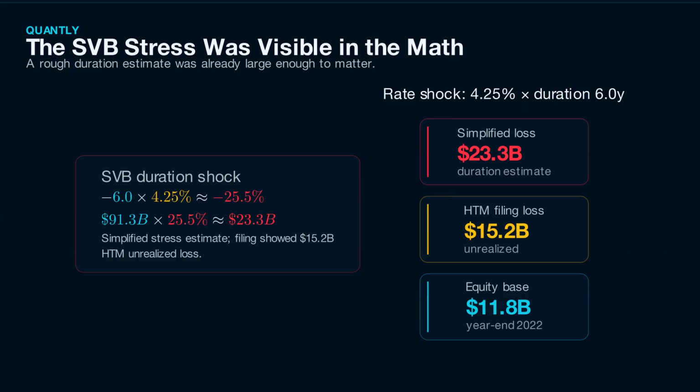SVB's own filing showed $15.2 billion in held-to-maturity unrealized losses. Whether you use the simplified formula or the actual filing, the number dwarfs SVB's equity base of approximately $11.8 billion.